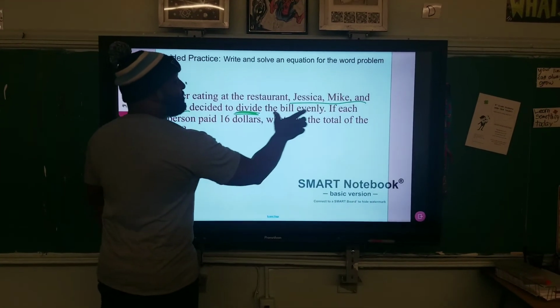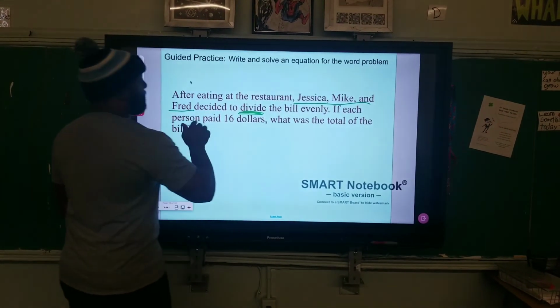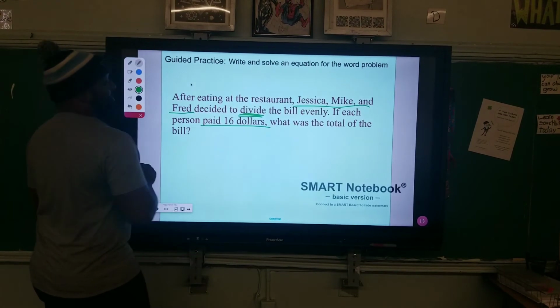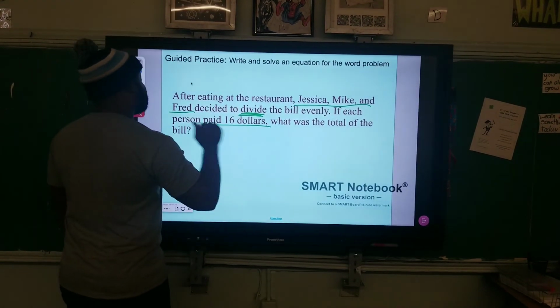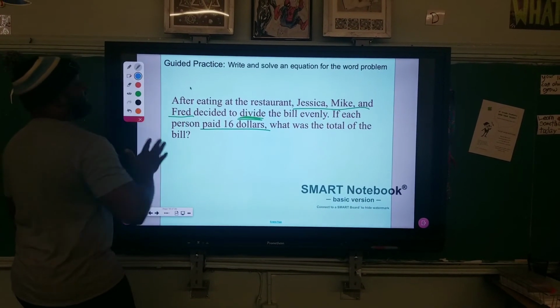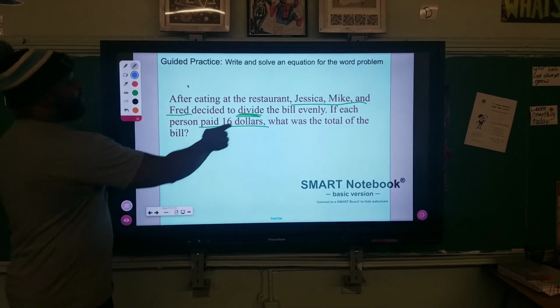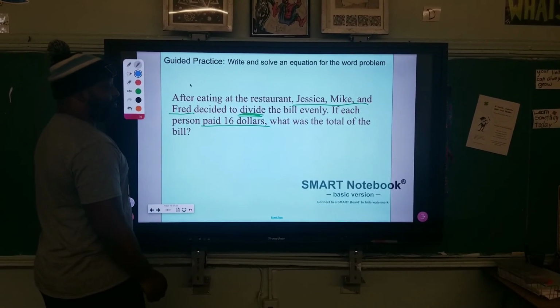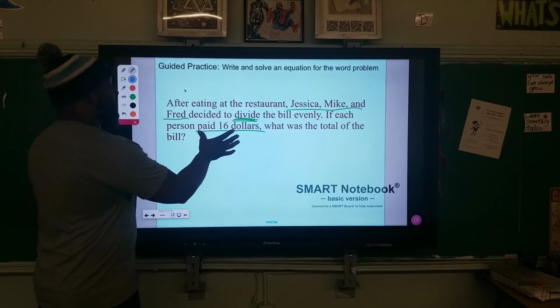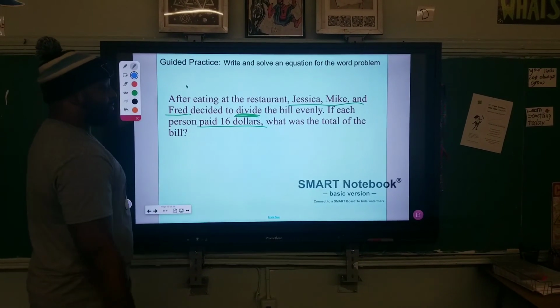So we're going to divide the bill evenly. If each person pays $16, what was the total of the bill? And this is a lot of things that are coming at us. We know we're going to use division because they divide up this bill evenly. And we know that they each paid $16.